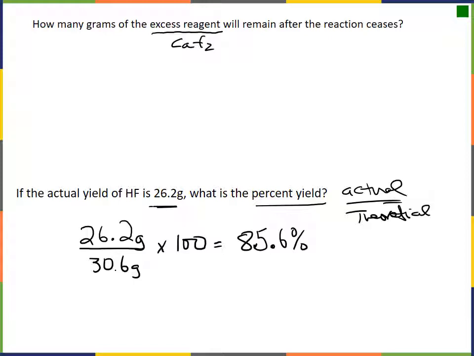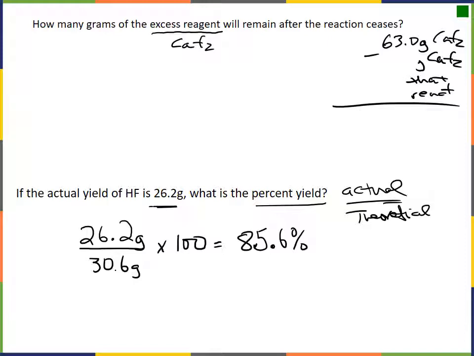Now, how many grams of the calcium fluoride are going to remain? So we know that this is going to be what we start with, which is our 63 grams, minus the number of grams of calcium fluoride that react, and that's going to give us the grams of calcium fluoride left over. So we have to go back to the limiting reagent in all of these cases. So back to our limiting reagent is our 75 grams of sulfuric acid.